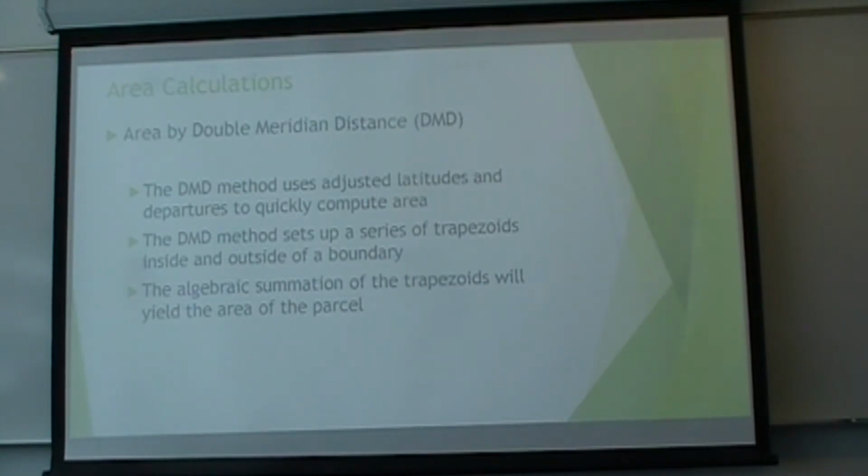So it uses, again, both the departure, which is actually your meridian distance. That's the distance from the meridian to the midpoint of the course. And then you're going to multiply that by your latitude. So you're actually getting double the distance, and that's why this is called double meridian distance, and at the end you're going to divide this by 2.